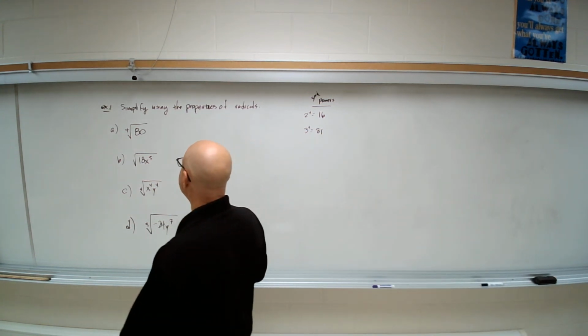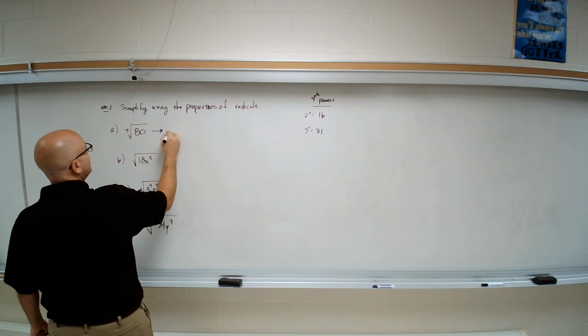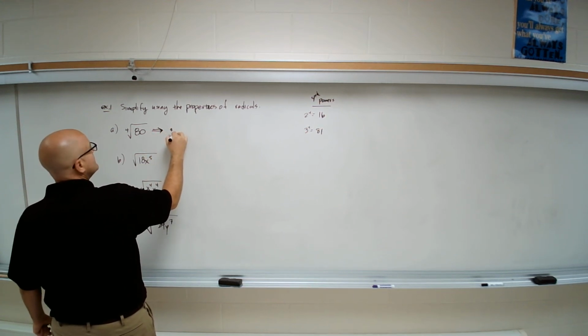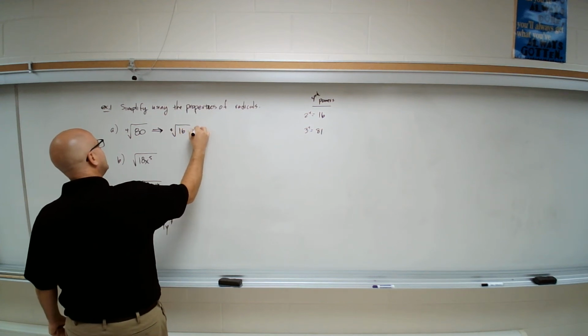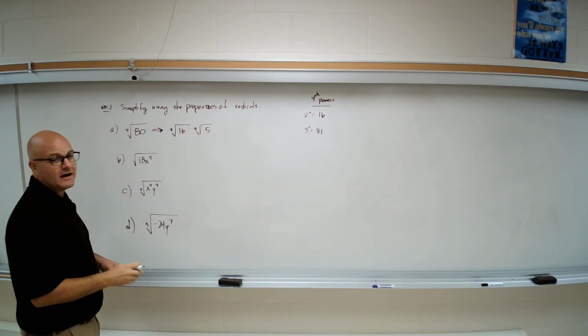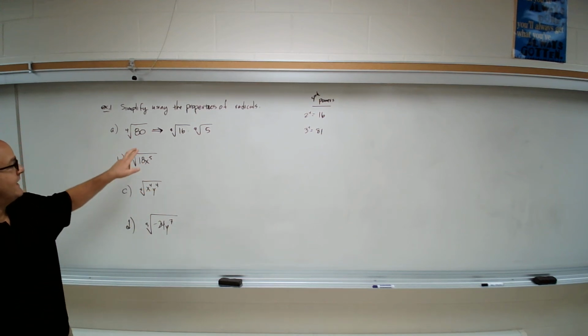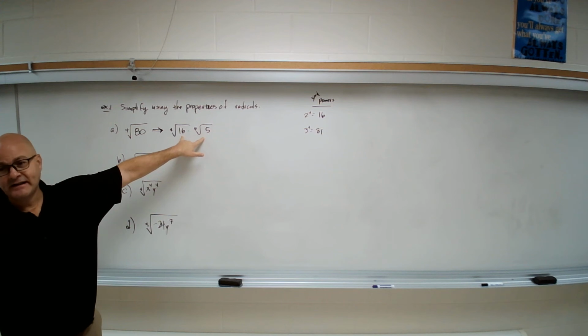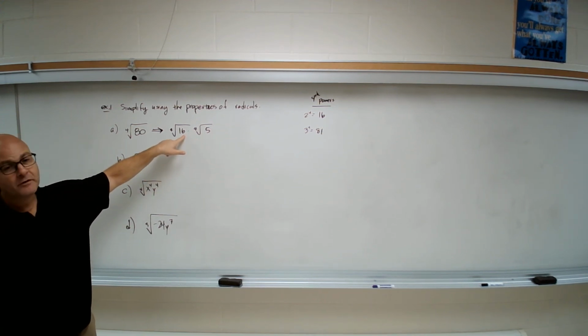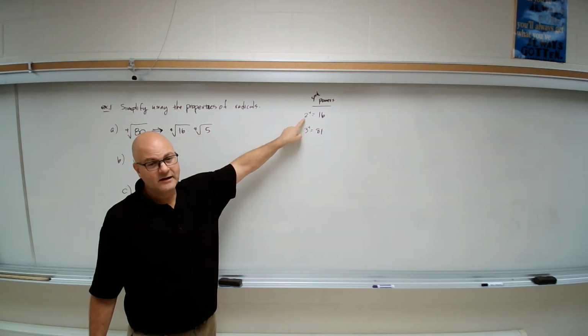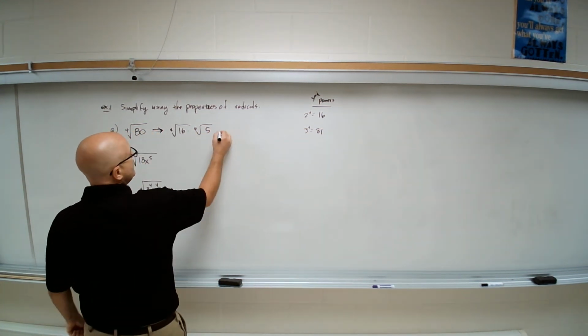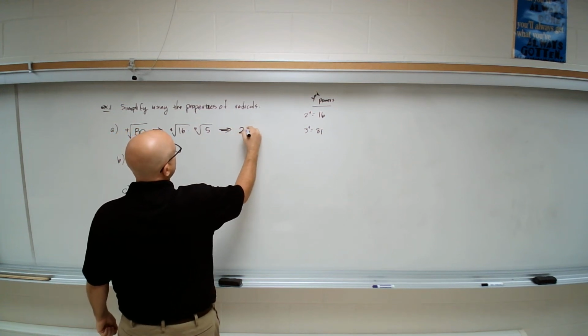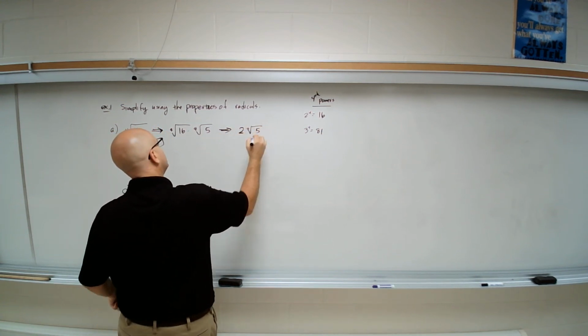So let's rewrite this then. I'm going to use an arrow there. It's not really equal. We're just simplifying here. So we could say the fourth root of 16 times the fourth root of 5. Right? So we're taking advantage that this is a product of 16 and 5. And then we're taking advantage that we can split it into 2 different radicals. Okay? And then we know that the fourth root of 16 is the number 2. So the answer here would be 2 times the fourth root of 5.